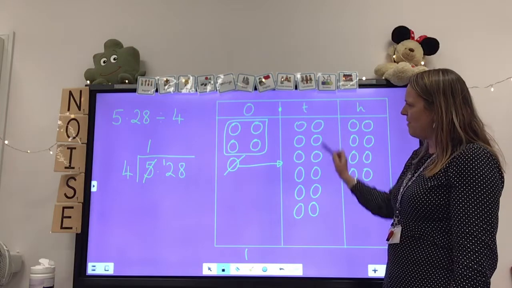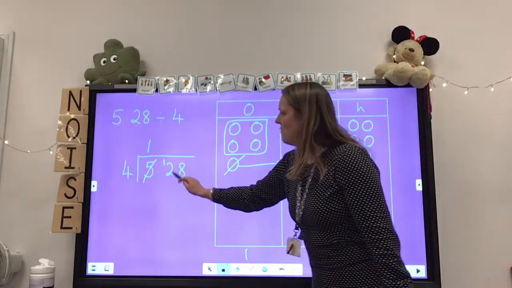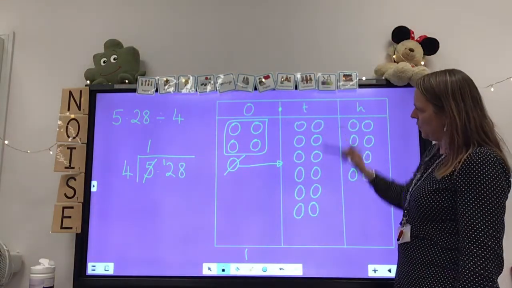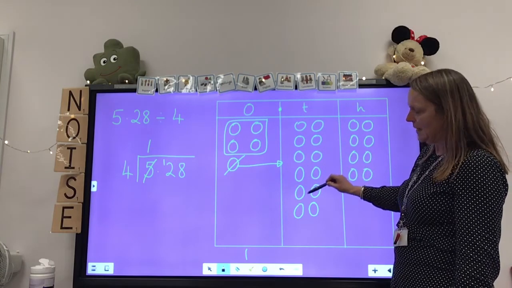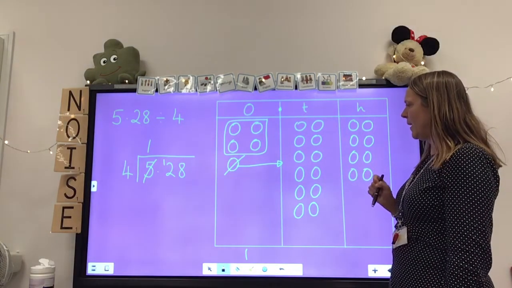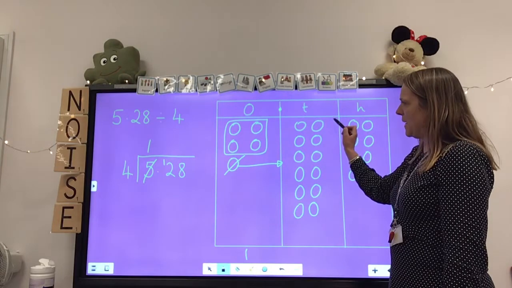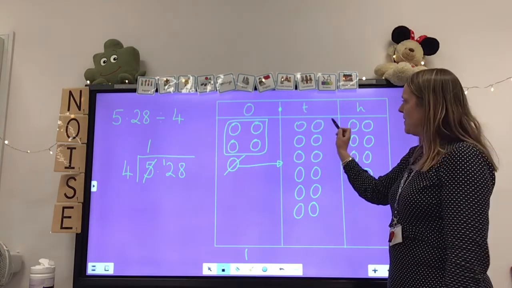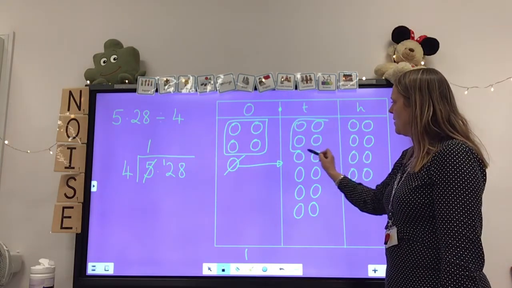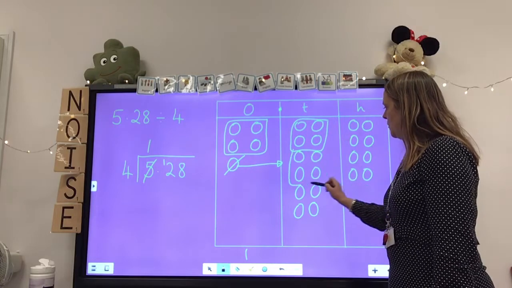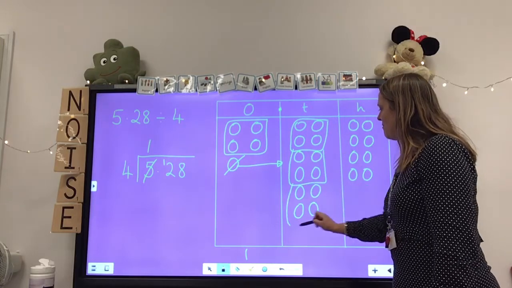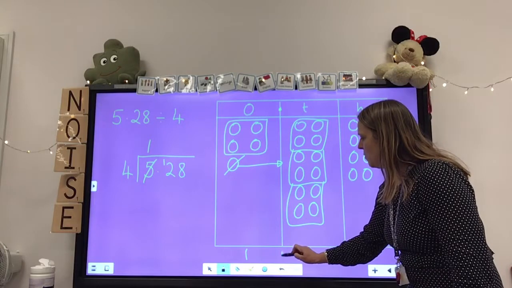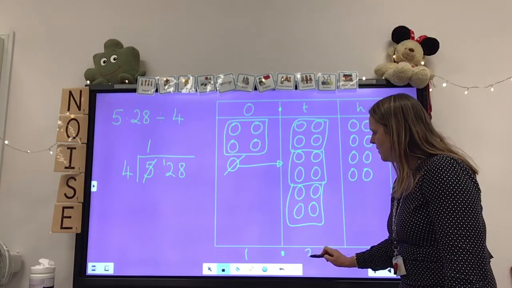And now I have 12 effectively in my tenths column. 2, 4, 6, 8, 10, 12. Okay. So now I need to see how many groups of 4 I have in the tenths column. So that's 1, 2, and 3. Put my decimal point in, and my answer is 3 lots.